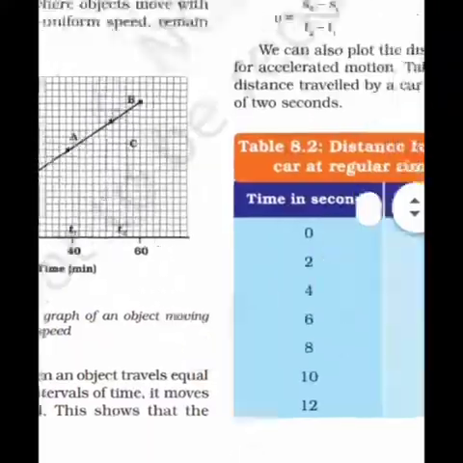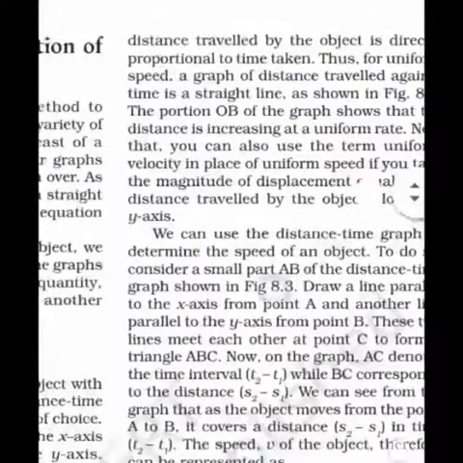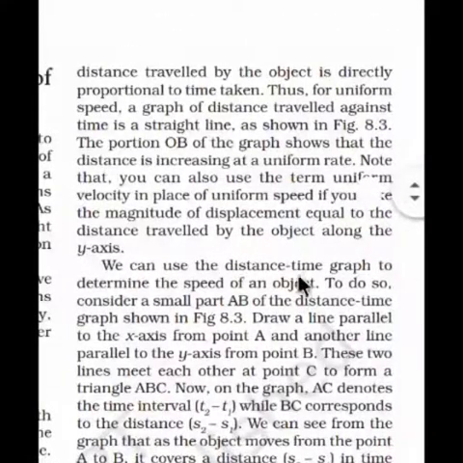This shows that distance travelled by the object is directly proportional to time taken. It means the greater your distance, the more time will be taken by the object to travel that much distance. If time is increased, then distance will also be increased if the object is continuously moving. Thus, for uniform speed, a graph of distance travelled against time is a straight line as shown in the given figure.